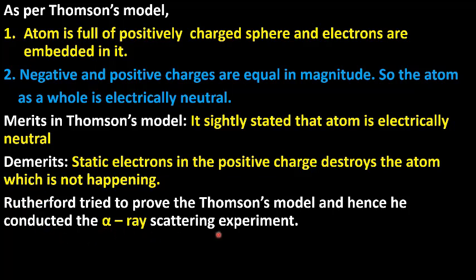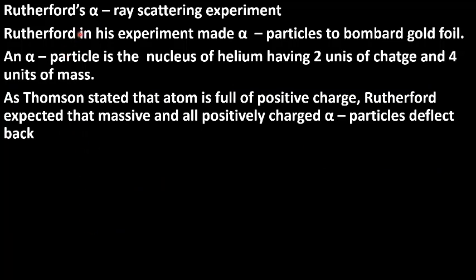Rutherford tried to prove Thomson's model and hence conducted the alpha ray scattering experiment. Now let us see Rutherford's alpha ray scattering experiment. Rutherford in his experiment made alpha particles bombard a gold foil. An alpha particle is a nucleus of a helium atom having 2 units of charge and 4 units of mass.